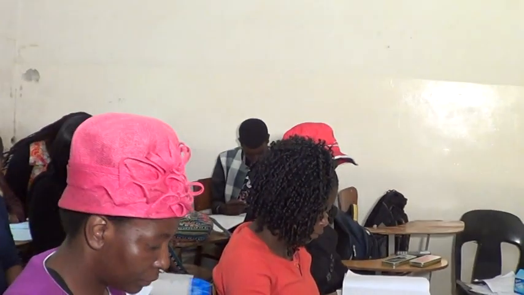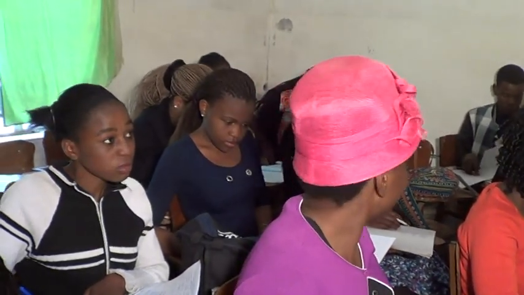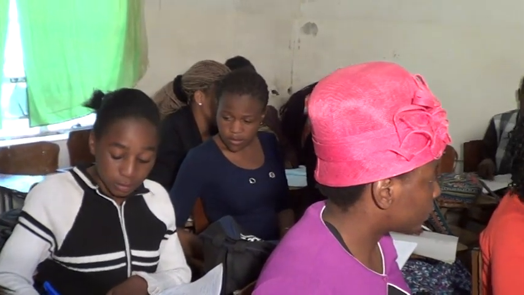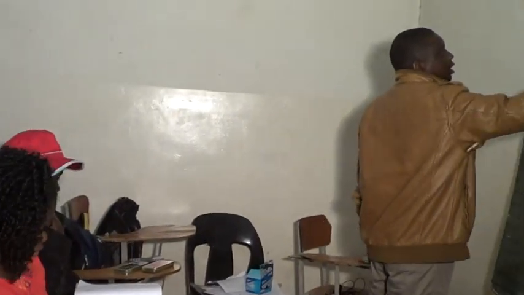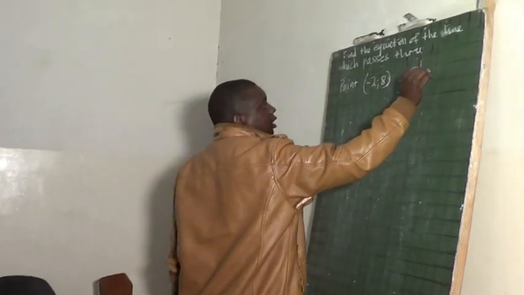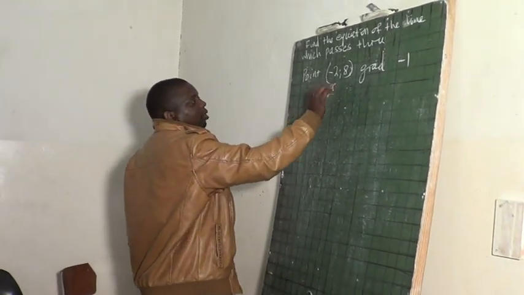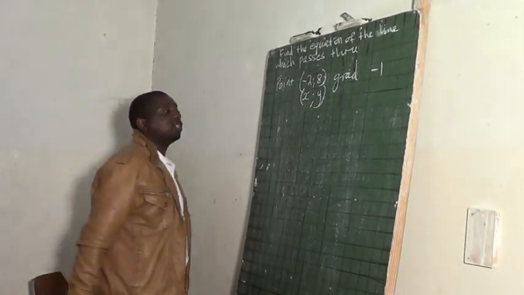Right, that is number 1 done. Next, the points: minus 2, 8, and the gradient is minus 1. Right, you get the unknown point xy altogether.